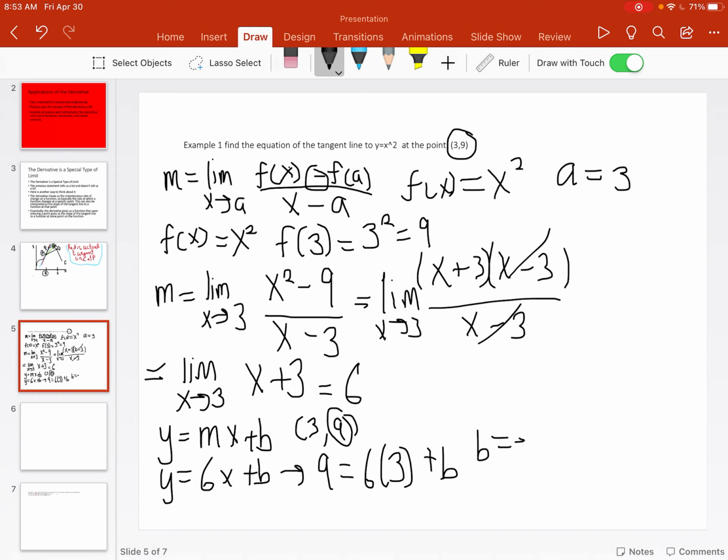For some reason it won't let me write there. I'll just erase this. I'll erase something.